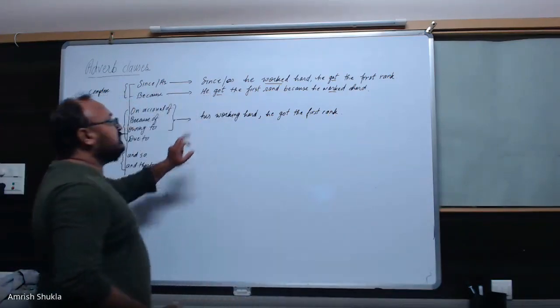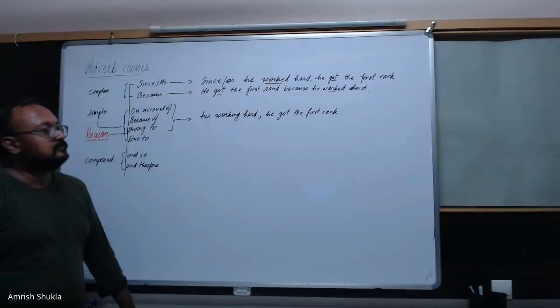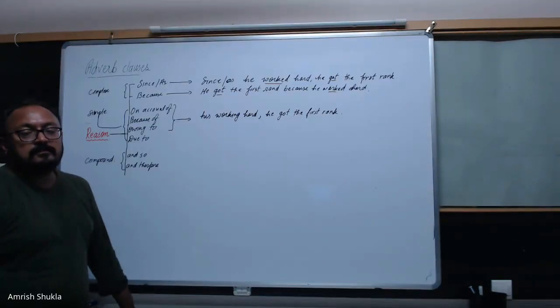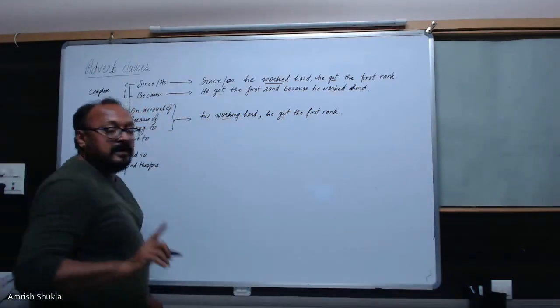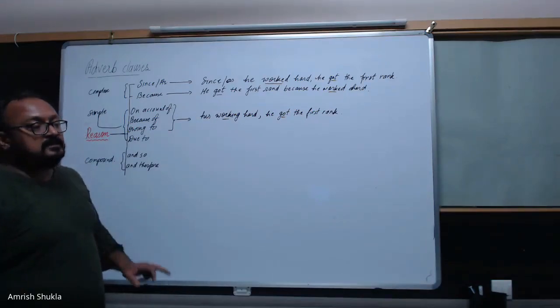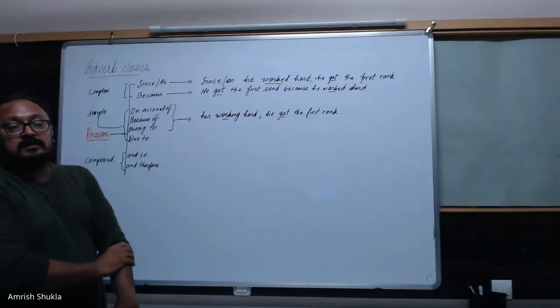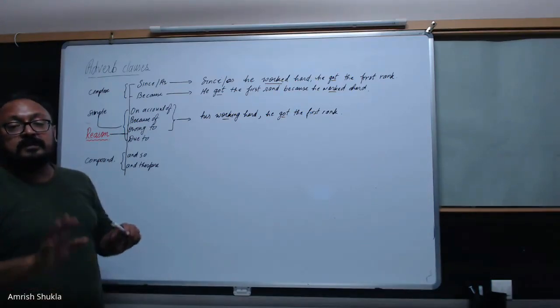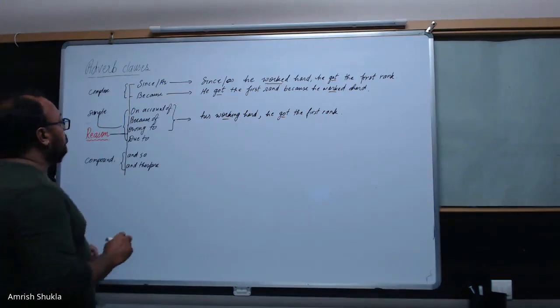How many verbs are there in this sentence? Only one. Which is that one verb? Got. Got is the only verb. Working is a present participle, as we had discussed earlier. This is not a verb, it is a present participle. Verbs have tenses. If you cannot identify the tense on looking at the form of the word, then that is not a verb for you, or it's not a finite verb.